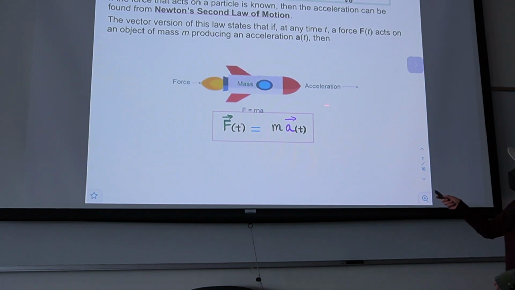So you have a mass here and there's force. The force is always equal to the mass times acceleration. The force causes acceleration. If you have acceleration, there must be a force acting on it. F equals ma.